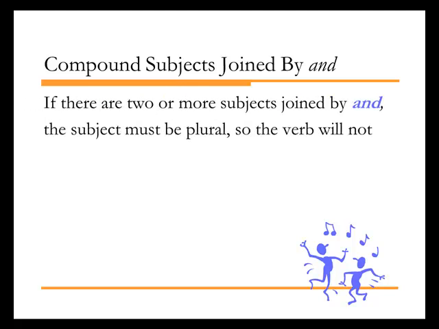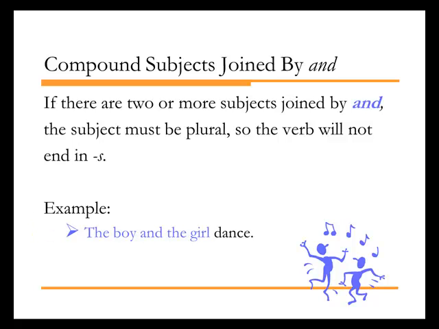You will probably write sentences that have compound subjects. If there are two or more subjects joined by and, the subject must be plural, so the verb will not end in S. The boy and the girl dance. In other words, they dance. An and in English is like a plus sign. It adds two things together to form the plural, so it must take a plural verb.